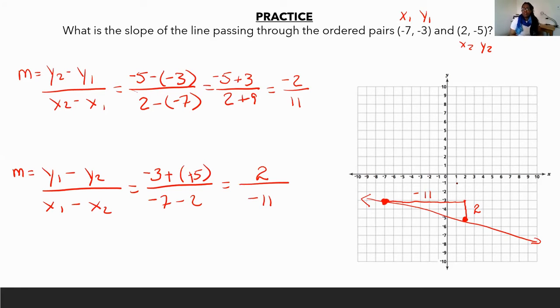And you're probably like, well, what happens if I started at the -7, -3, and I went to 2, -5, would I get the same answer? So if I do that, I would go down 1, 2. So this will be a -2 and go over 1, 2, 3, 4, 5, 6, 7, 8, 9, 10, 11.